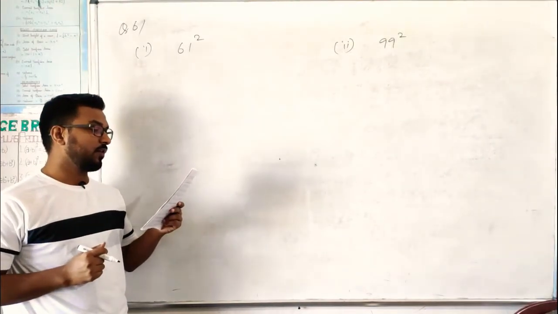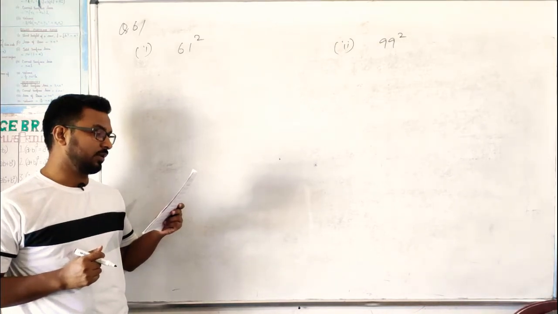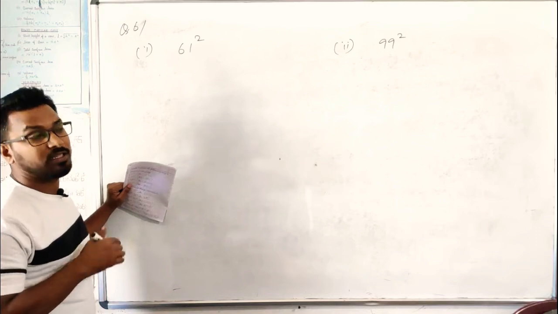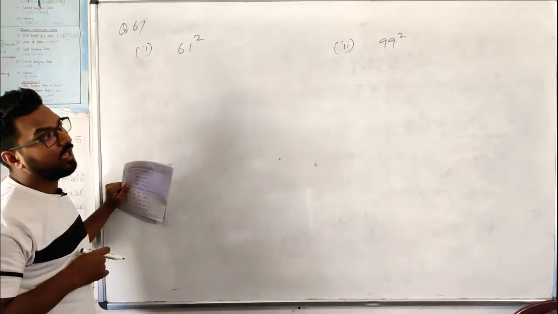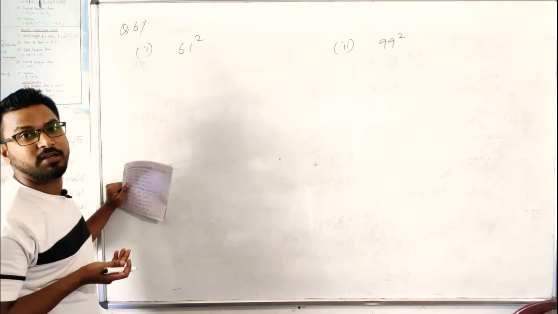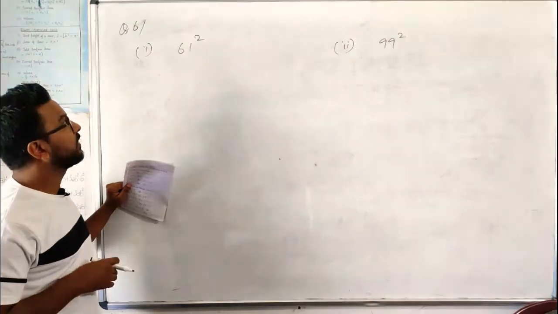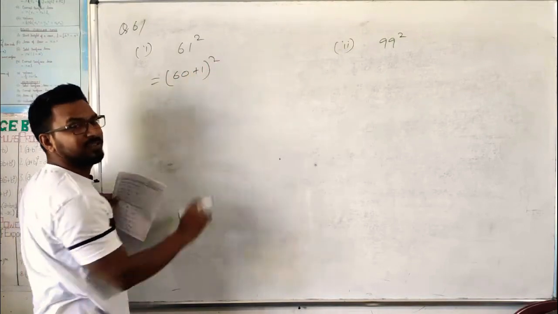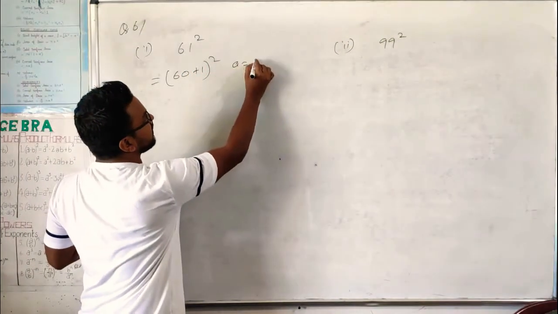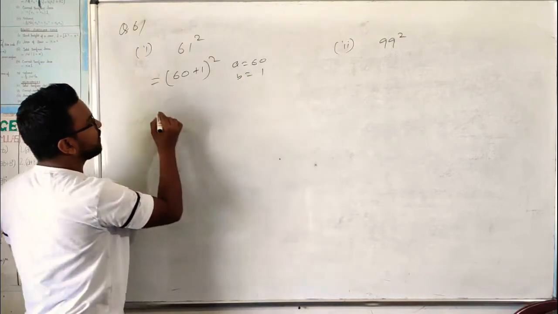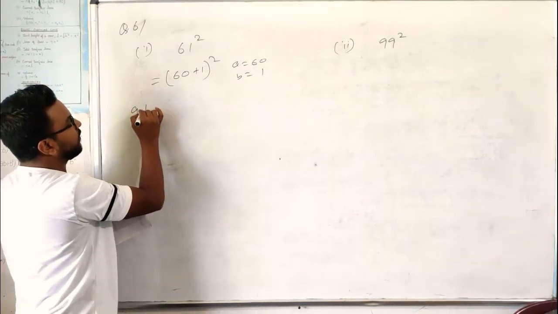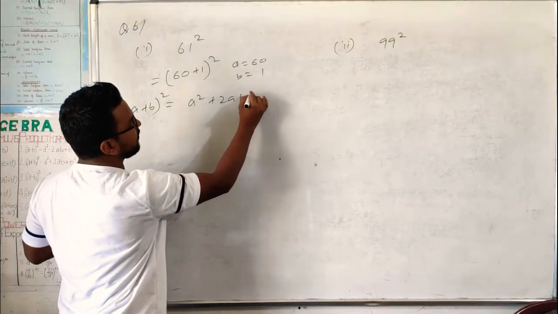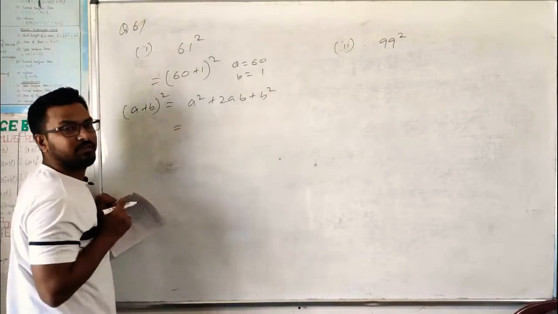Our next question is given: evaluate the following using a suitable identity, 61 square. You have to use the three identities which I gave you: a plus b whole square, or a minus b whole square, or a square minus b square formula. So this can be written as 60 plus 1, right? So here a becomes 60 and b becomes 1. So we'll apply the a plus b whole square formula. So this will become a square plus twice ab plus b square, right?